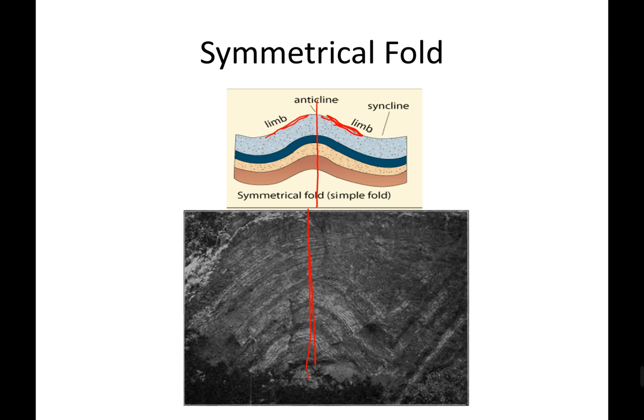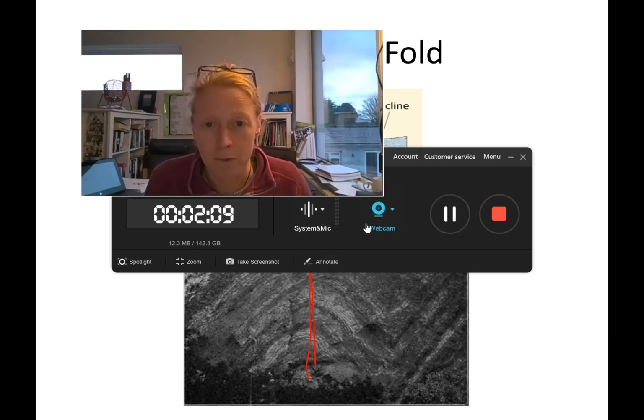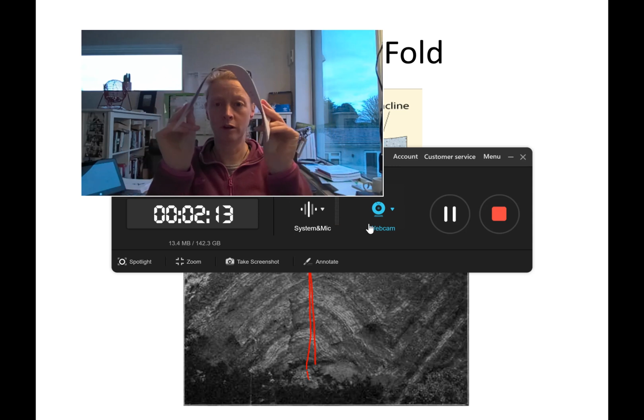In this case, pressure has been applied equally from both sides. The same amount of pressure coming from the left and right side, which means that it gets folded equally. Let me do a little demonstration of that. So, behold symmetrical folding. Equal amount of pressure, symmetrical fold.